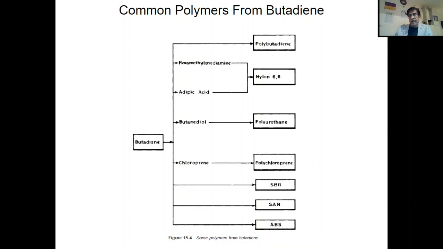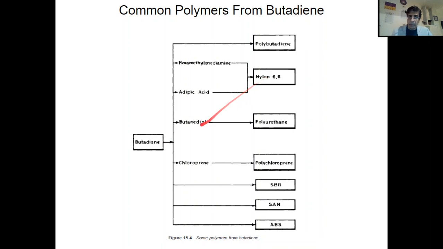Now butadiene. From butadiene, again, you can read what changes you can make and what you can produce. Butadiene, directly you can make polybutadiene. So what is missing here? Initiator, of course, because this is a free radical reaction, so you need a free radical initiator or a catalyst to make polybutadiene. If butadiene reacts with hexamethylene diamine, you can make nylon 66, or butadiene is first converted into hexamethylene diamine, or butadiene can also be converted into adipic acid, and then these two can combine to make nylon 66.